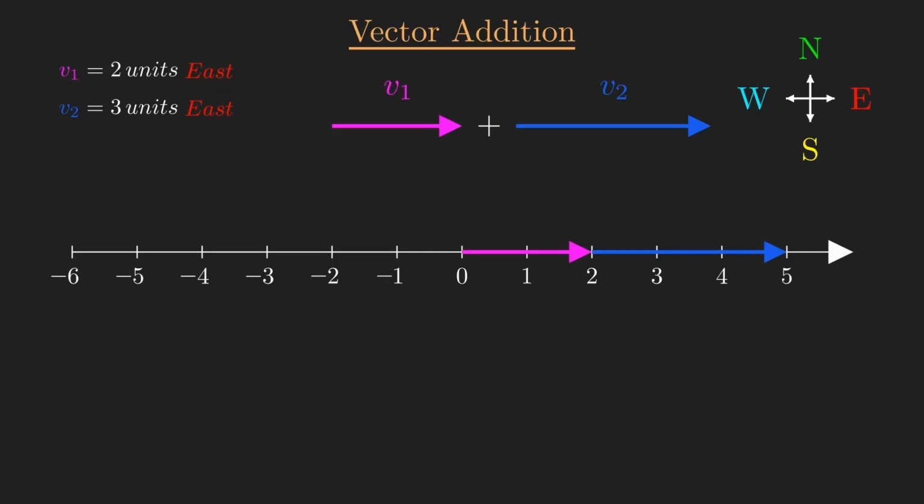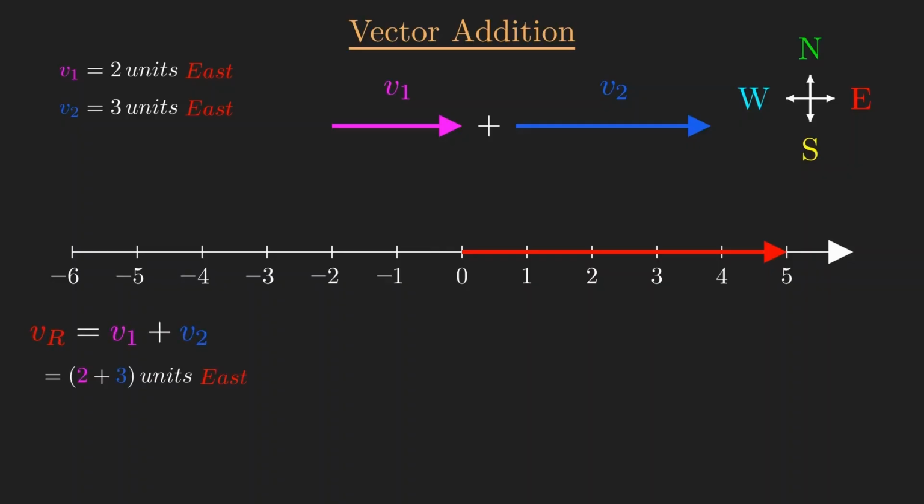So let's go to this number line here. You can see that I draw v1 as being 2 units, and then v2 is 3 units from 2 to 5, that is 3 units. So the result of this is a vector that is 5 units east.